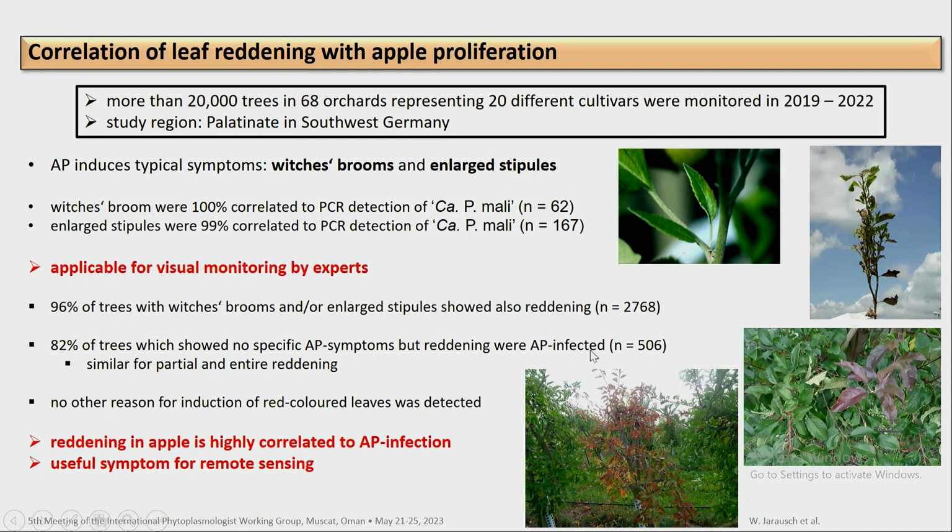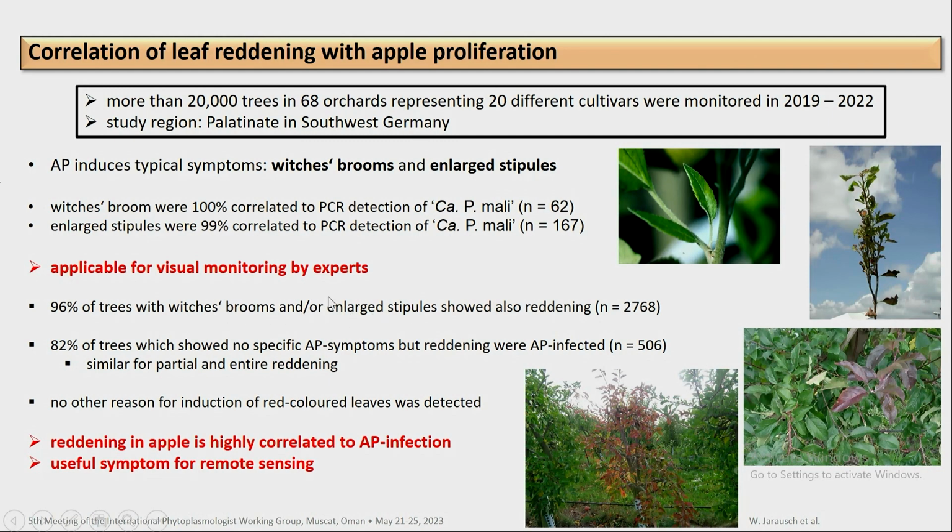Regarding apple proliferation, we have a big advantage. We have very specific symptoms, as you can see, enlarged stipules and witches' brooms, and they are 100% correlated to our PCR detection of Phytoplasma mali. You see always the numbers that we used. But these symptoms, particularly enlarged stipules, are only visible to experts, so sometimes unskilled people will miss them. When we did this, we sometimes had only one leaf like this, and the tree was PCR positive. Just to give you an idea that this is a specific symptom, but not easily visible.